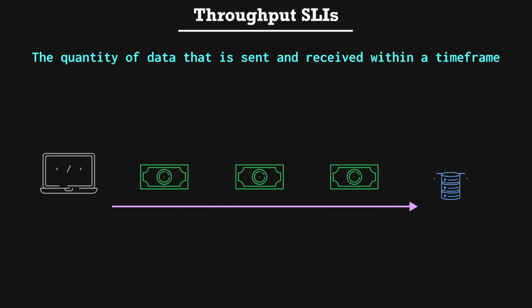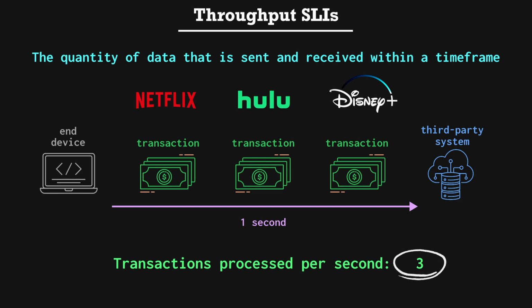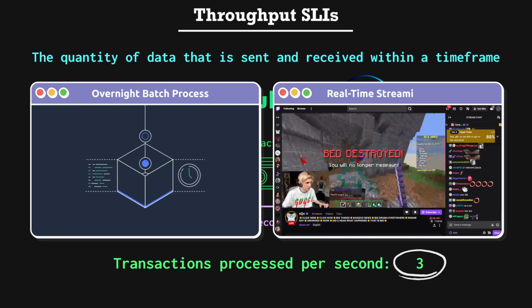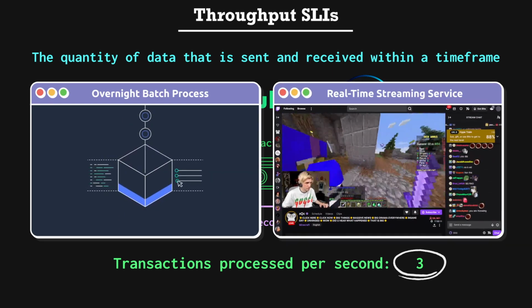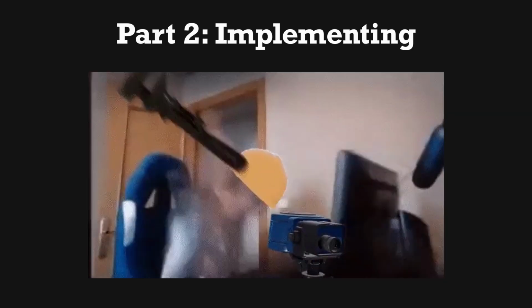Fourth, throughput SLIs. It's useful to measure throughput for many high-volume systems, such as streaming platforms. This type of SLI can help us to ensure a minimum and maximum throughput for a service is maintained, such as transactions processed per second or bytes streamed per second. The way a throughput SLI is worded and measured depends on the type of service being measured. Both an overnight batch process and a real-time streaming service might value throughput, but each will measure this quite differently. While other categories of SLIs exist, these are the 4 basics.